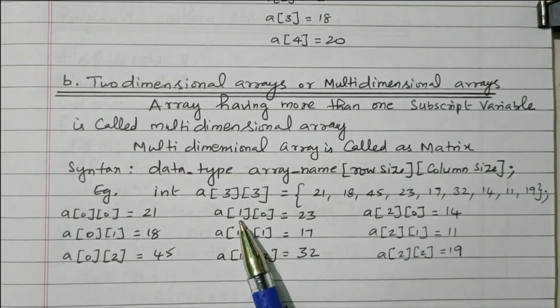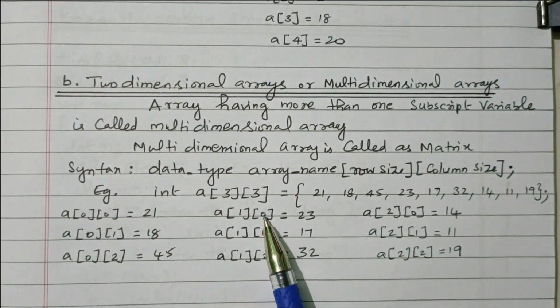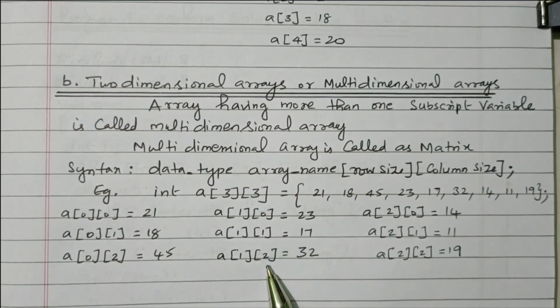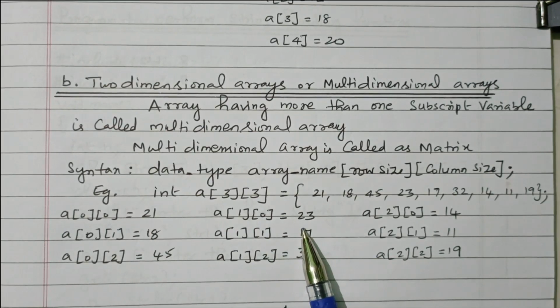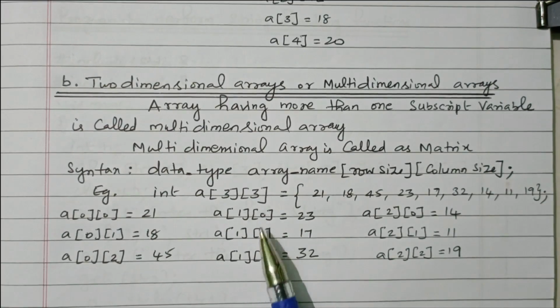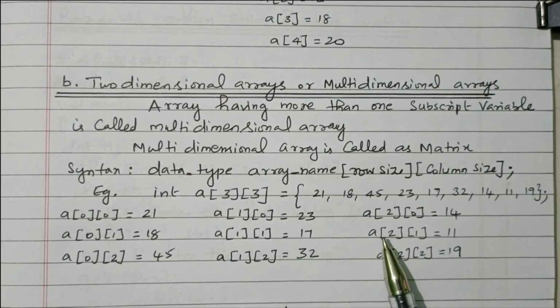Similarly, A[1][0], now see this 0 becomes 1. That means it is the second row. All are second row. In that, first column, second column, third column. Right? A[1][0], 23 is stored. Second row, first column. A[1][1], 17 is stored. Second row, second column. A[1][2], 32 is stored. Second row, third column.